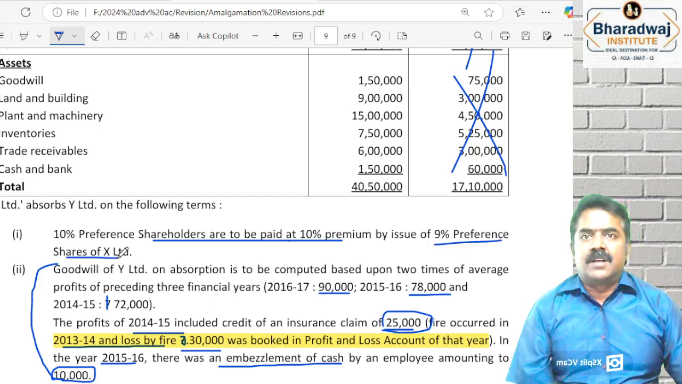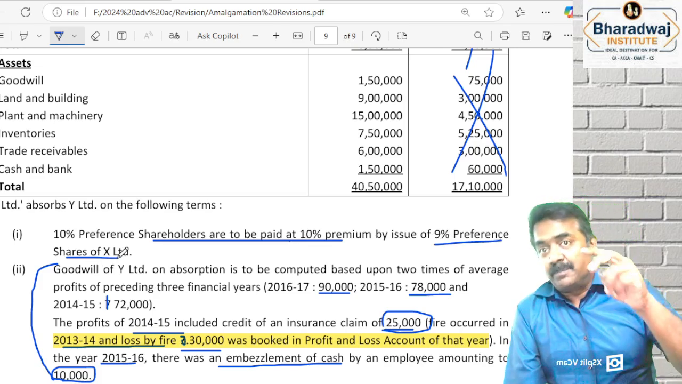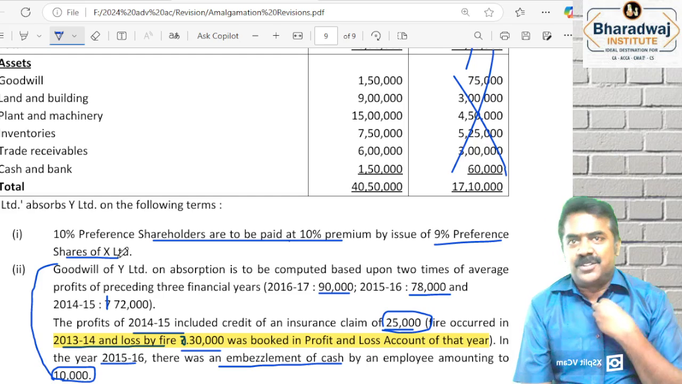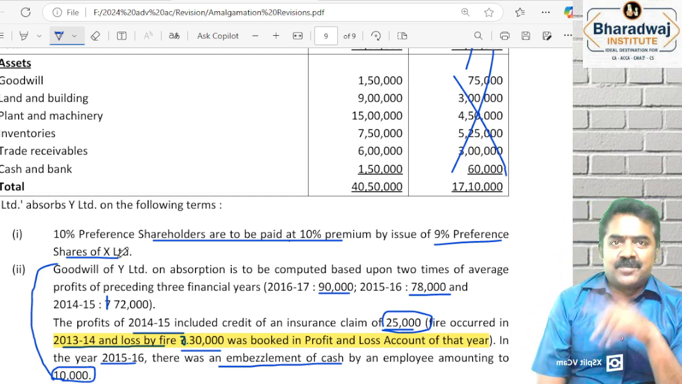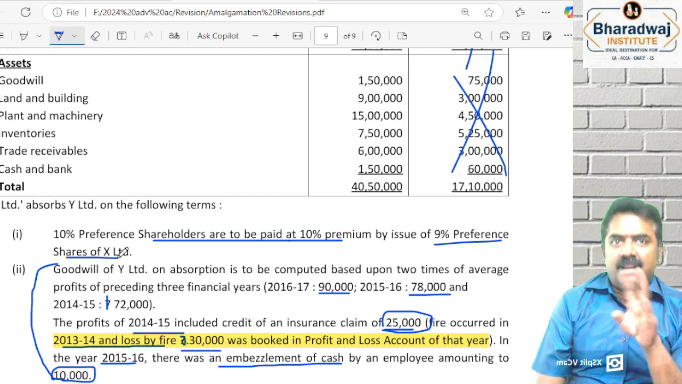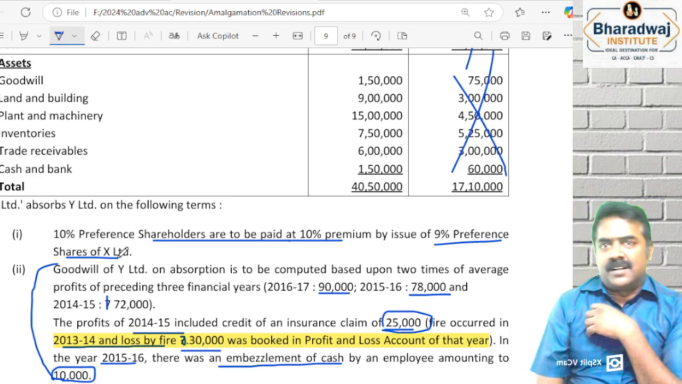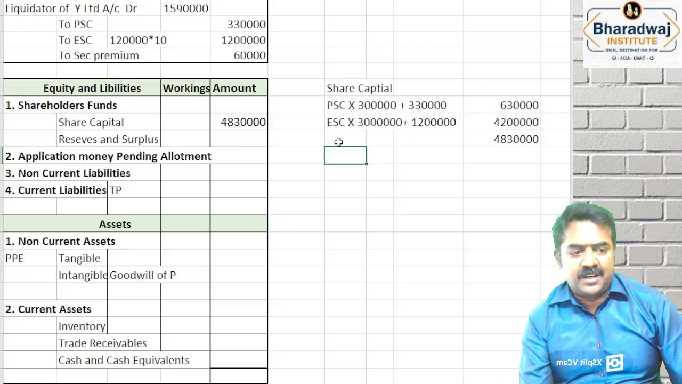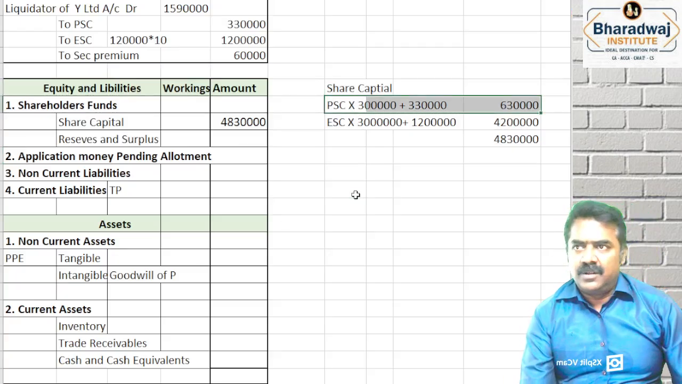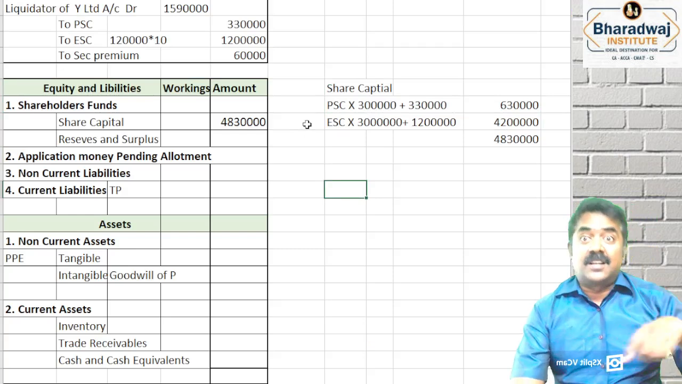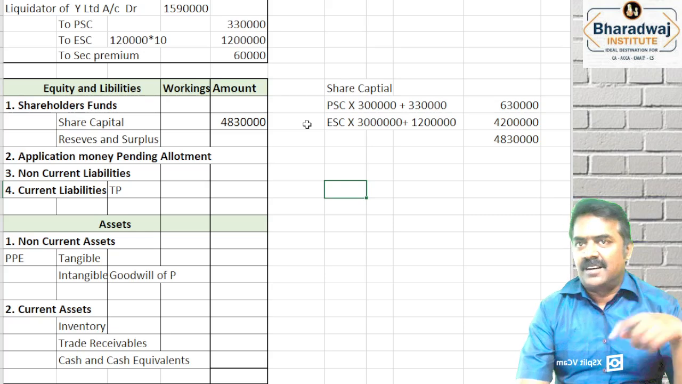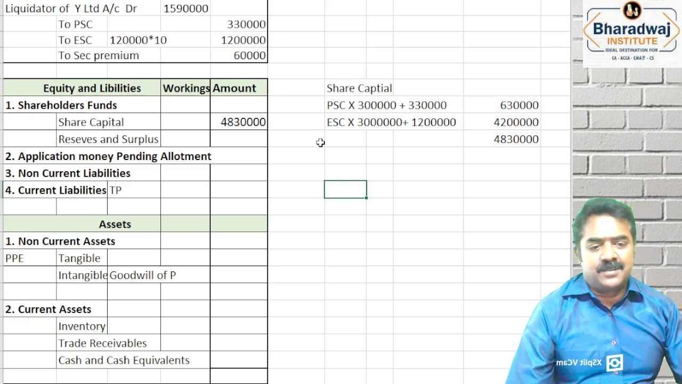Our shares, we allot at face value. I pay you at premium. You are getting a premium of 10%, 3,30,000. But the 9% preference share capital is allotted at face value. That is why face value is shown here. You understand? It is not that shares are allotted at premium. You will get an extra 10%.